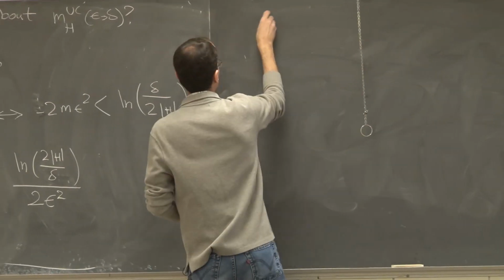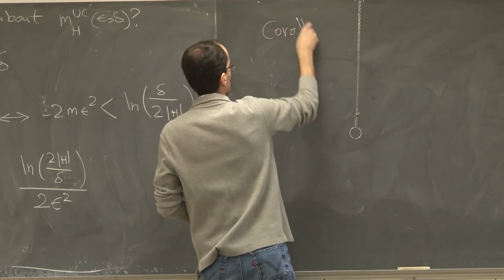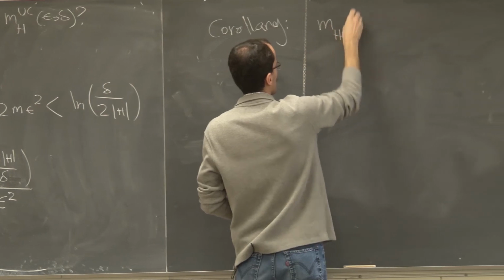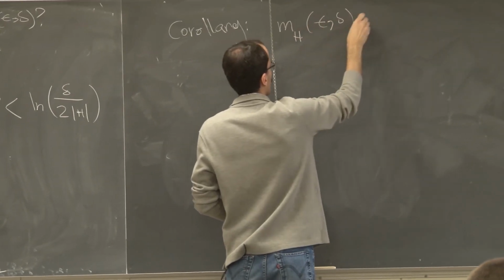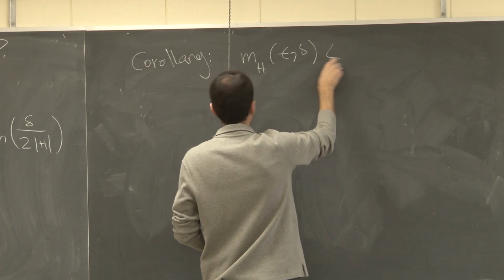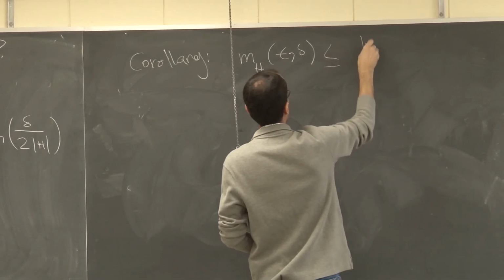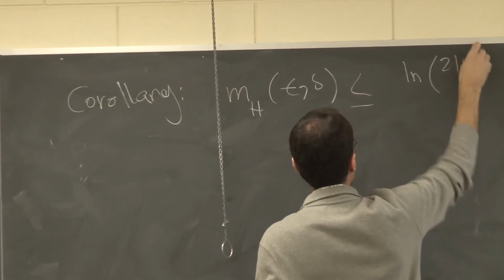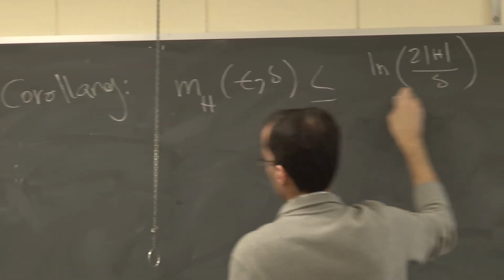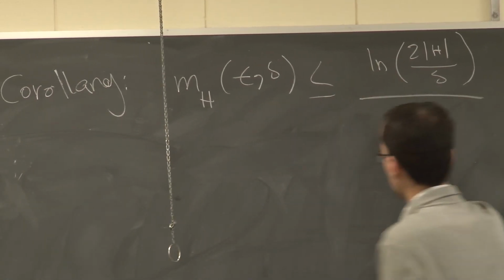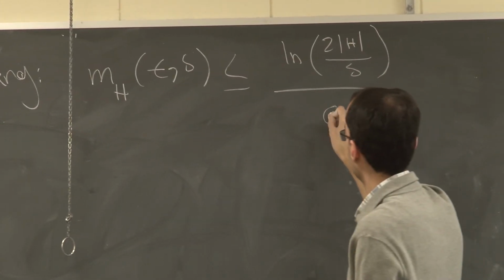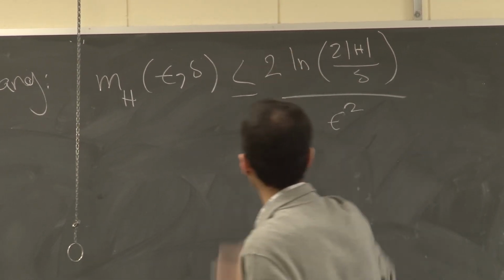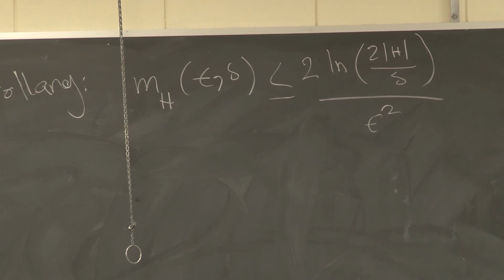So the corollary: the sample complexity of agnostic PAC learning is just ln of 2h over delta, over 2 epsilon squared. Here I should substitute epsilon with epsilon over 2. So there will be a 4 and 2 and 2, so there is a 2 here. Exactly.